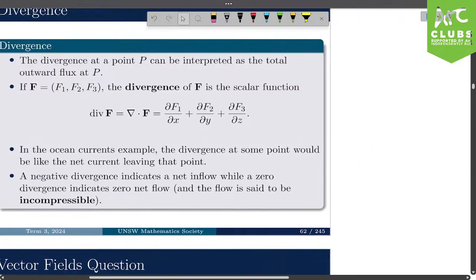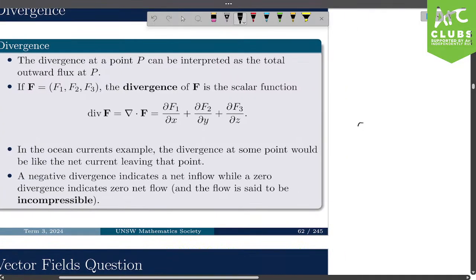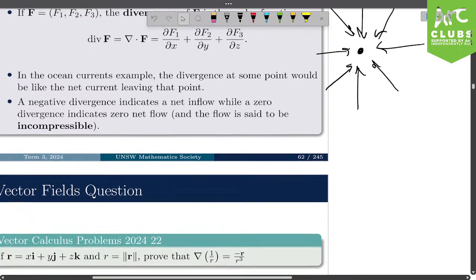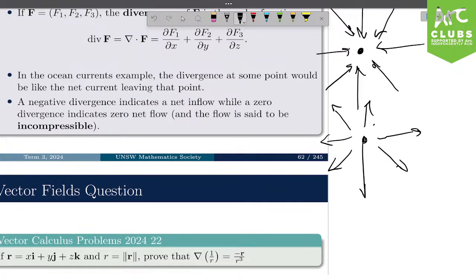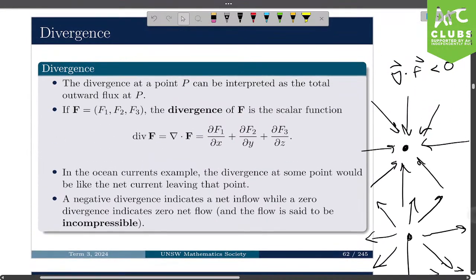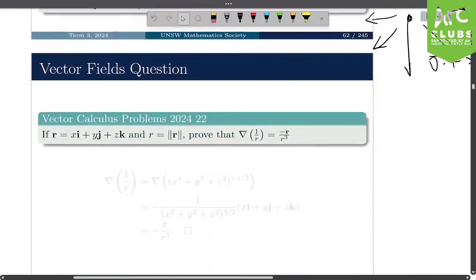So negative divergence indicates net inflow. We might have a point like this, and if we have stuff going in like this, you might have heard this referred to as a sink. This is when the divergence is less than 0. And if you have a positive divergence, it means that everything's coming out of it like that. It's being pushed away. This is when your divergence is positive, and we call that a source. You don't really have to worry about sources and sinks, but that's just a bit of terminology.